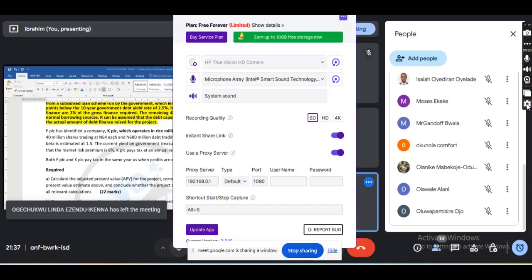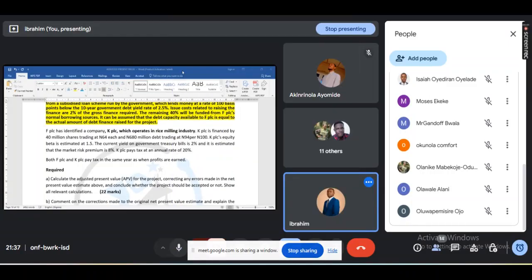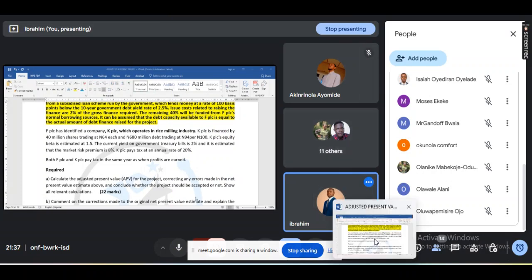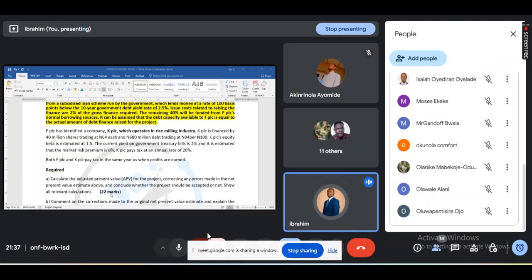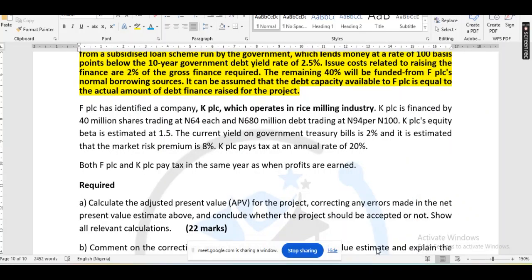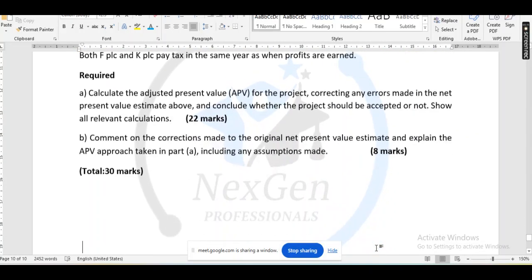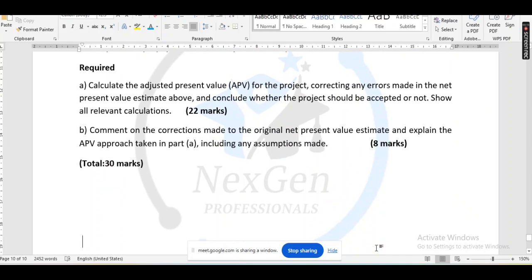Cost of equity of the ungeared company. When you are to determine the cost of equity of the ungeared company, there are two formulas, the Modigliani-Miller and the other formula, right? So this is a solution. Ungeared cost of capital.